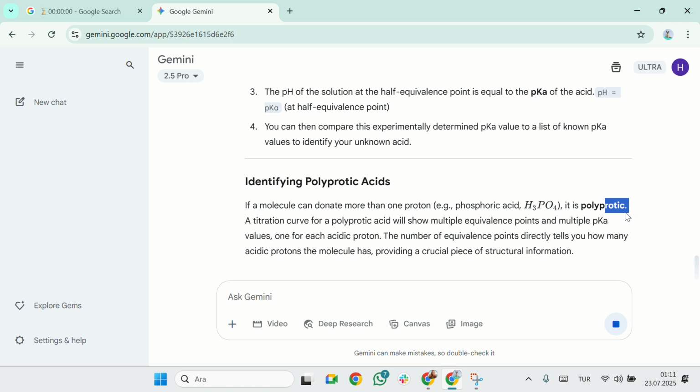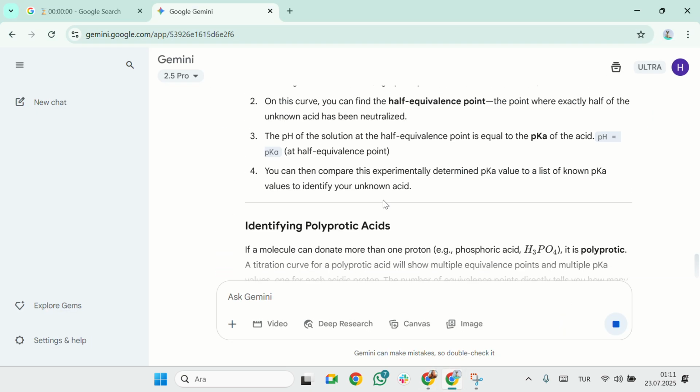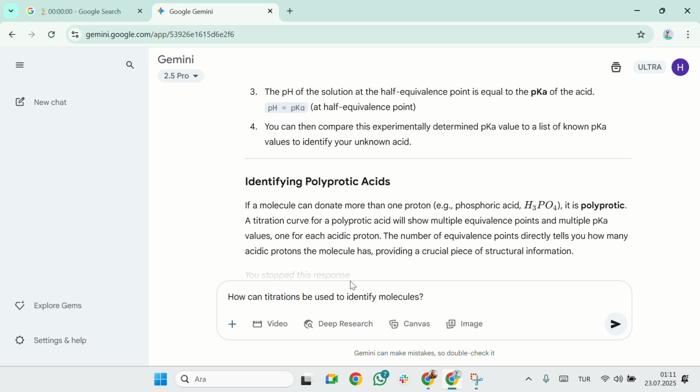For polyprotic acids, I think they show multiple values, one for each proton. The number tells you how many protons. Okay, interesting. Is this still generating a response? Oh, interesting. But I have no time left, so I have to stop it.